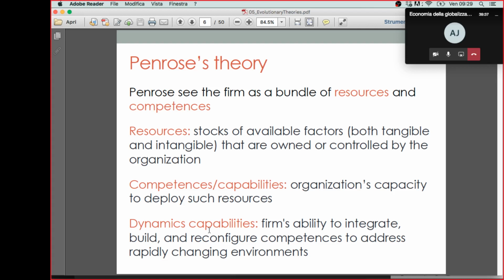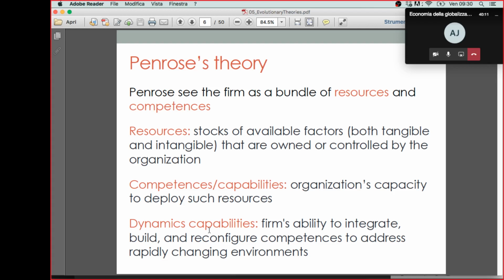So notice that the way in which she defines resources somehow reminds of factors of production, like in the standard neoclassical approach, like capital and labor. Of course, but her approach to this is somewhat broader. You can have tangible factors of production, like again capital, machines, and workers, so labor. But you can also have intangibles.